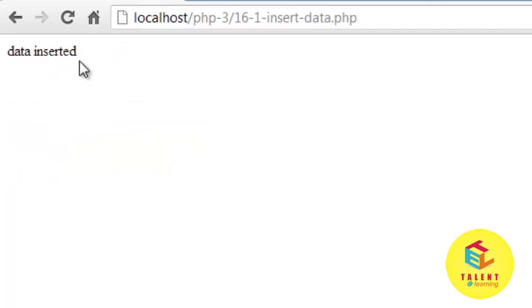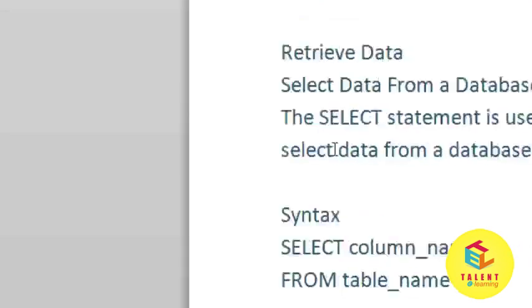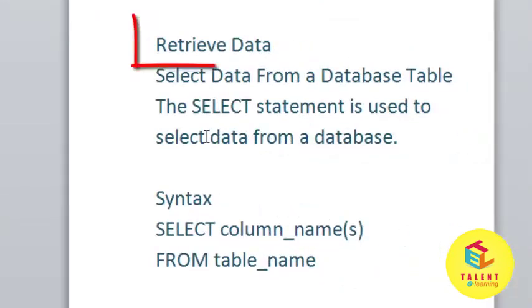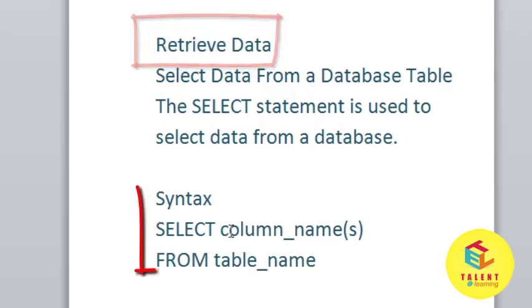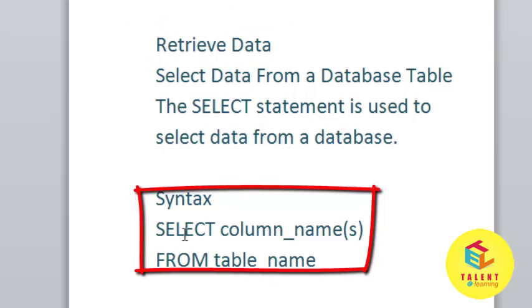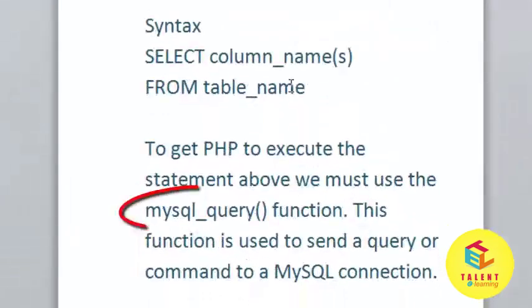Now let's see how to retrieve the data. Select data from a database table. The SELECT statement is used to select data from a database. Here this is the syntax: SELECT column name FROM table name, and then we can apply the mysql_query function. This function is used to send a query or command to a MySQL connection. Let's see the example.